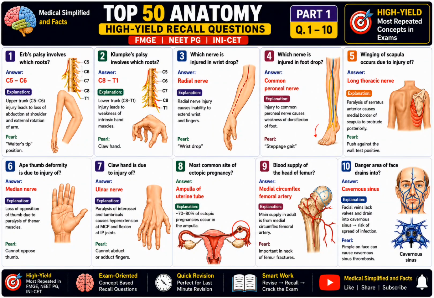Question 2. Klumpke's palsy involves which nerve roots? Answer: C8 to T1. Injury to the lower trunk causes weakness of the intrinsic hand muscles, resulting in claw hand. Question 3. Which nerve is injured in wrist drop? Answer: the radial nerve. Its injury causes inability to extend the wrist and fingers, giving the classic wrist drop.